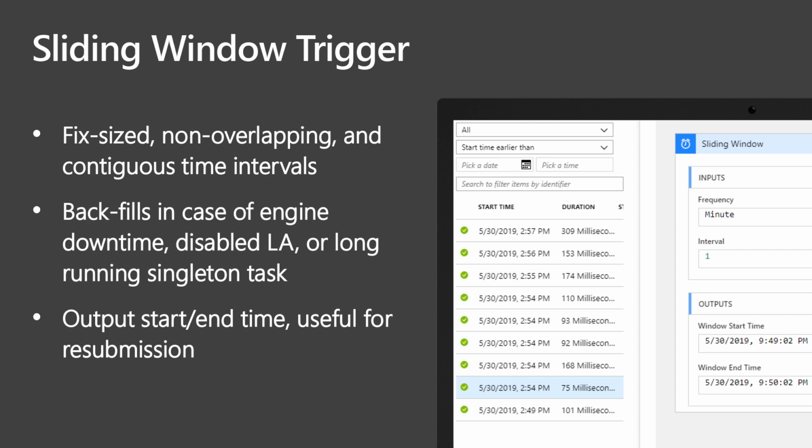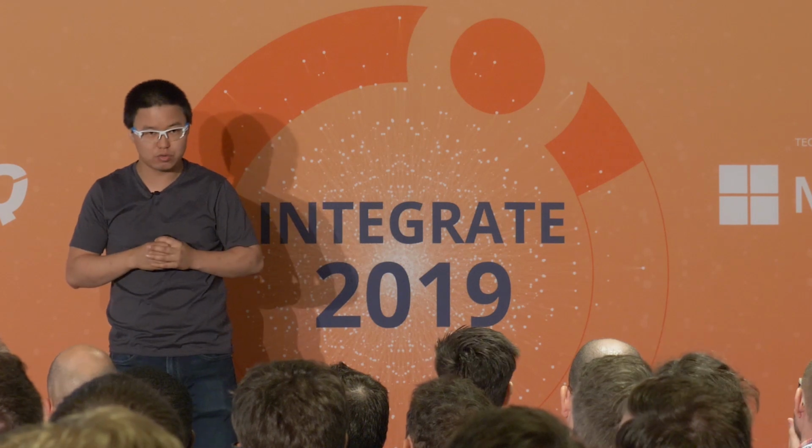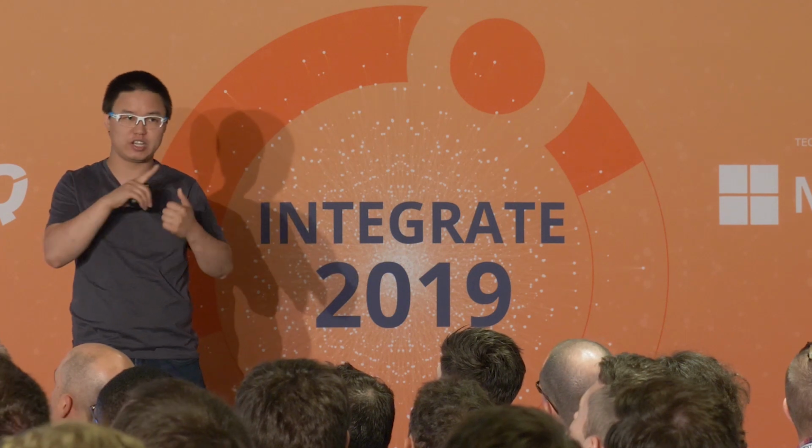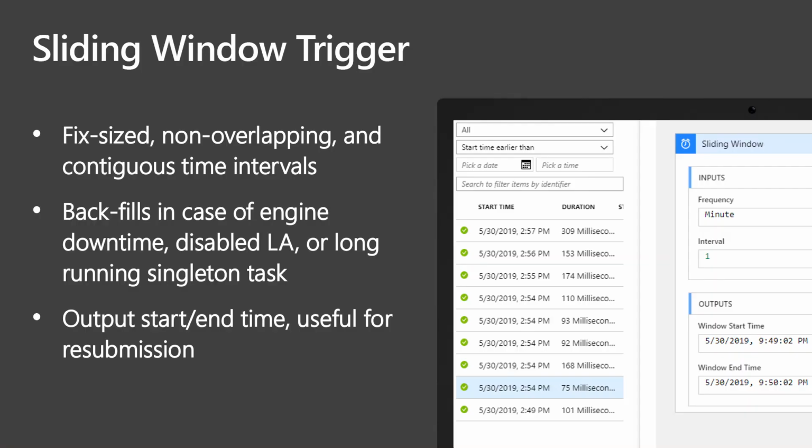So you can have a sliding window trigger that starts from midnight. You say my window is 1 hour. So we'll cover from 0 to 1, 1 to 2, and slide over, right? See why we call it sliding window trigger? You can say, oh, recurrence trigger can do that, but there's more. It will backfill in case of logic app runtime failure, in case you disabled your logic app, or if you configured a logic app to run in a singleton fashion, and this one particular run just happened to run longer than an hour, it will still backfill. And the trigger outputs the start and end time for that window.